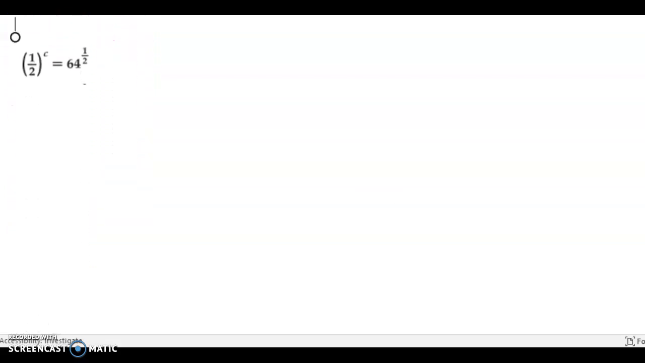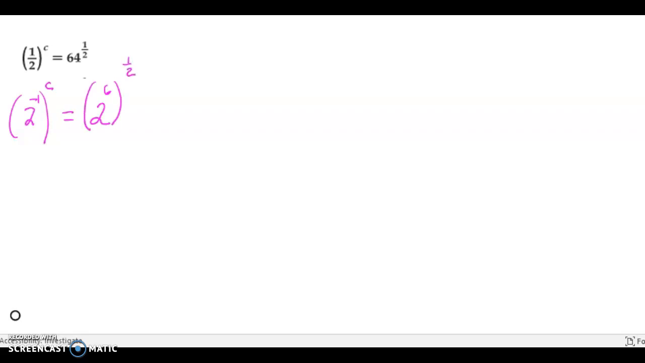Here's another one. If I'm going too fast, you can always slow the video down. 1/2 is the same as 2 to the negative 1 power. Remember what we learned yesterday about negative powers. Equals 64. I could take 64 down to a base of 2. If you check it out, 2 to the 6 is 64. So 2 to the 6 is the same as 64. And remember, that's not 2 times 6. 2 to the 6. That's 2 times 2 times 2 times 2 times 2 times 2.